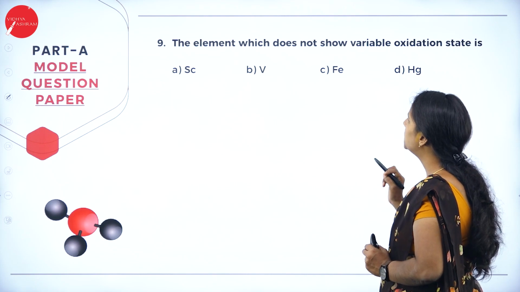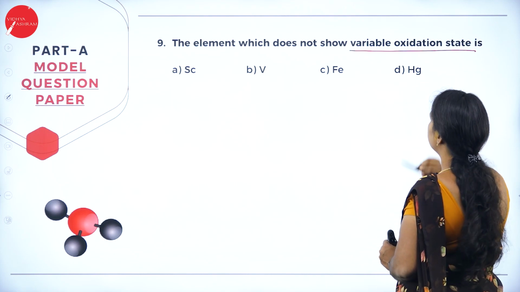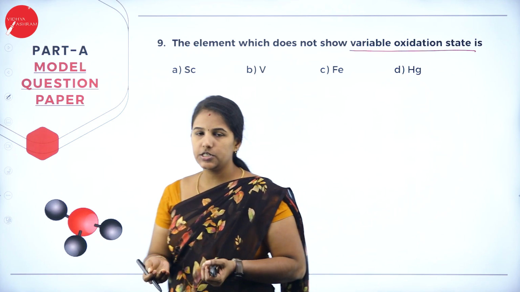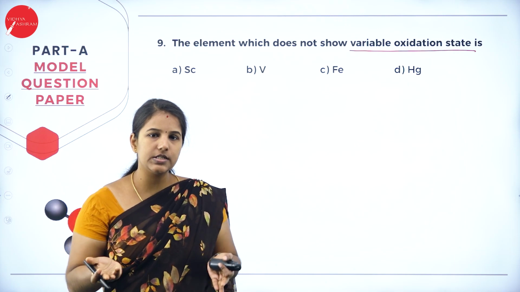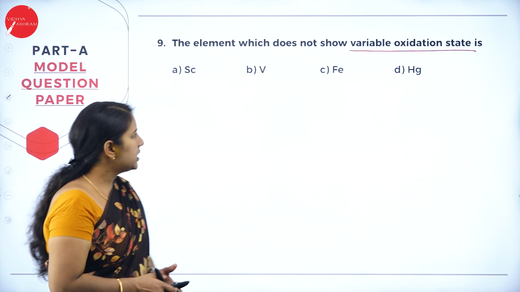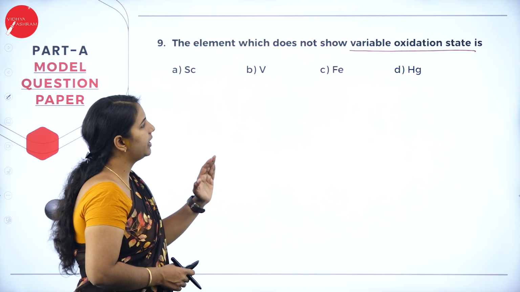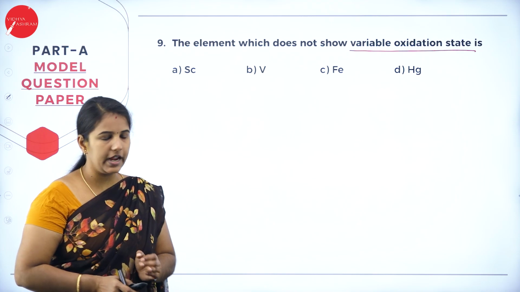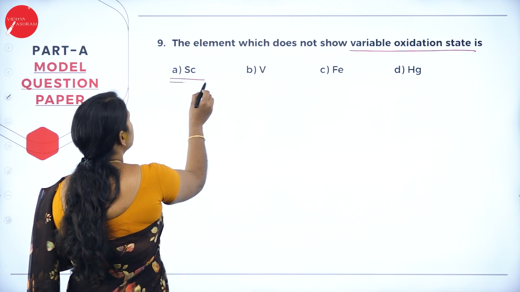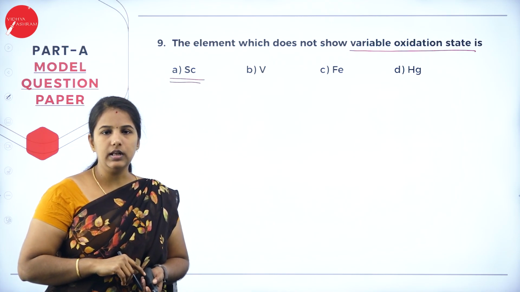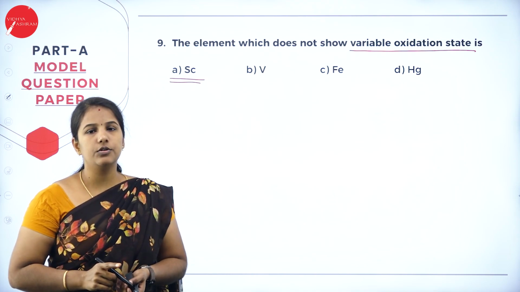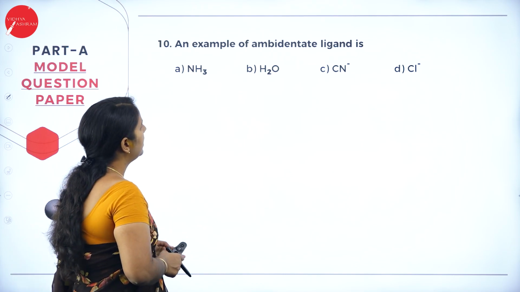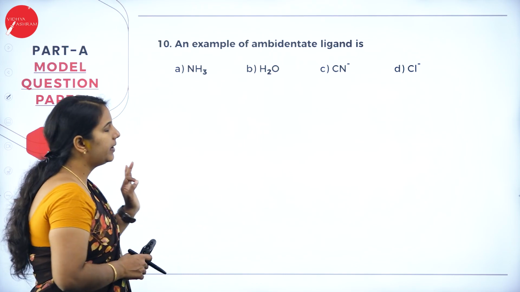Next, the element which does not show variable oxidation state. What is meant by variable oxidation state? In addition to the common oxidation state, the other oxidation states which are exhibited by the element. So, as we know, vanadium, iron and mercury, correct? All these elements can show variable oxidation states, whereas scandium has only one electron in the d orbital, correct? So it does not show any variable oxidation state. Next, an example for ambidentate ligand.